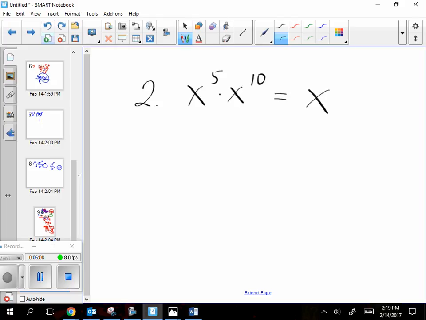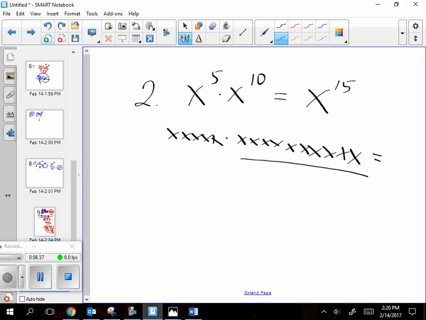X to the... You do add them, and it's x to the 15. Very good. And if you weren't sure, you could always explode them and go, that's 5 x's. That's 10 x's. And then I hope you get the idea that, oh, looks like a whole bunch of x's. That's x to the 15, because there's 10 here and 5 there, makes x to the 15.